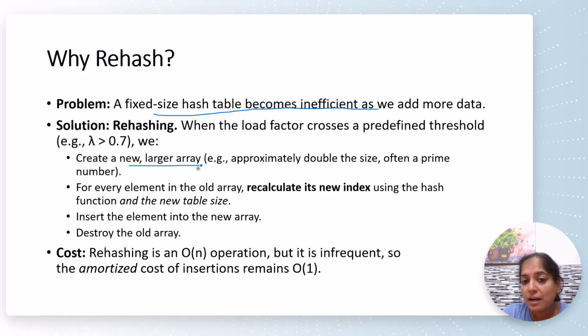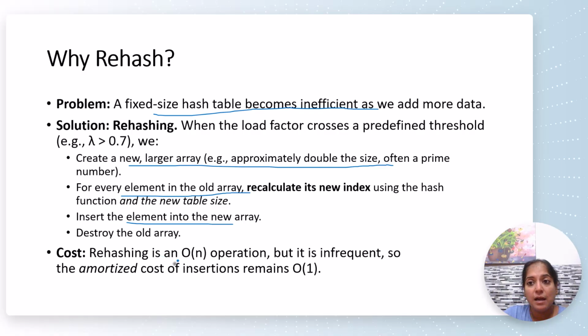Create a new larger array, approximately double the size, again often a prime number. For every element in the old array, recalculate its new index using the hash function. Now make sure your table size has changed, so the index value for each key will change because you are going to take the modulo by the table size. Then insert the element into the new array and destroy the old array.